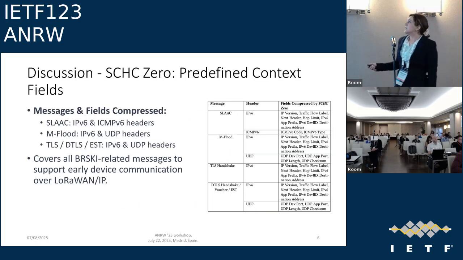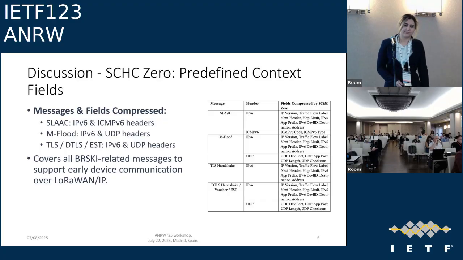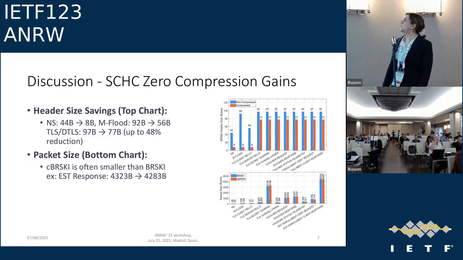So here is a table that I provided so you can better see what exactly CHIC is compressing. Here you can see all the header types included in the messages, and these are the header fields that can be compressed by CHIC. We did our experimental setup using MATLAB for now, to see whether the whole framework is actually feasible or not.